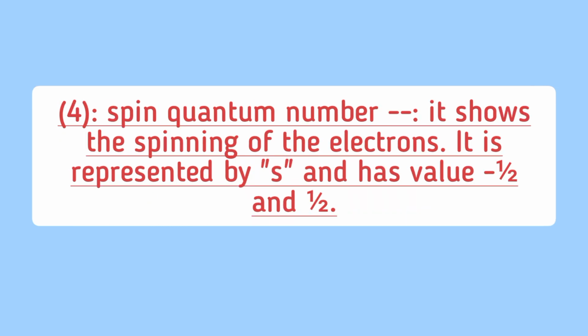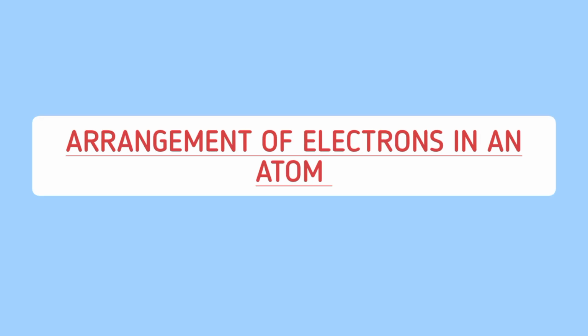You get? So number 4 is the spin quantum number. It shows the spinning of the electrons. It is represented by s and has values of -1/2 and +1/2.